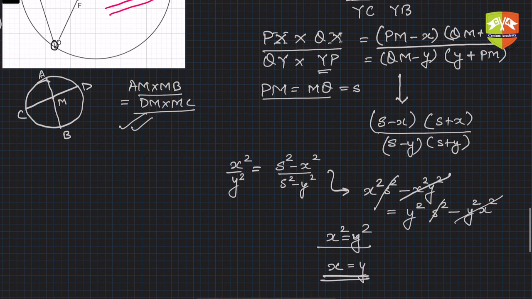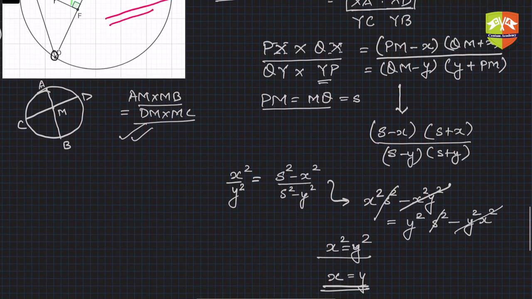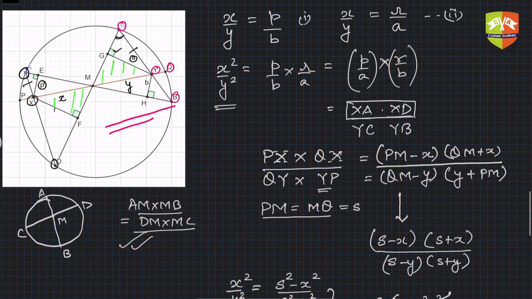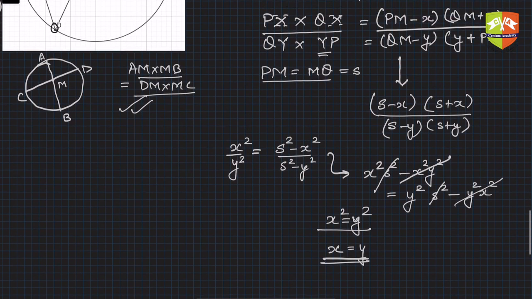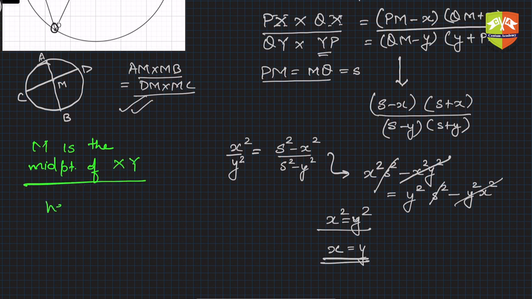x equals y. That means what? We proved that x is equal to y. When is that possible? When M is the midpoint of XY. So hence, you can say M is the midpoint of XY. Hence proved.